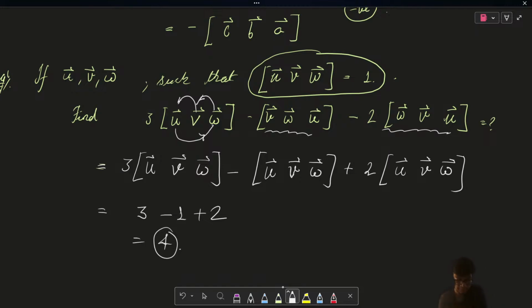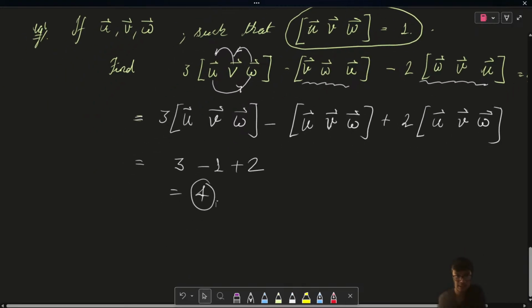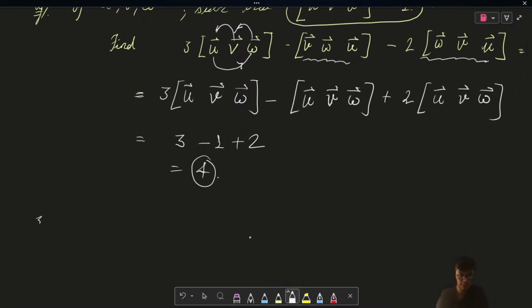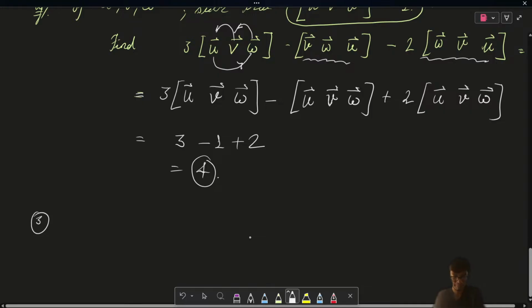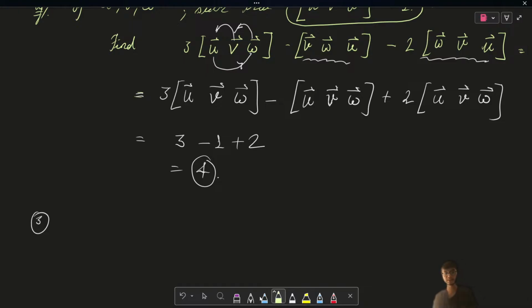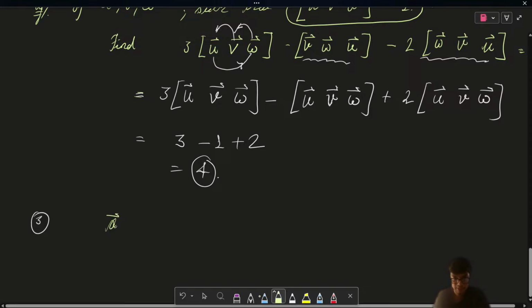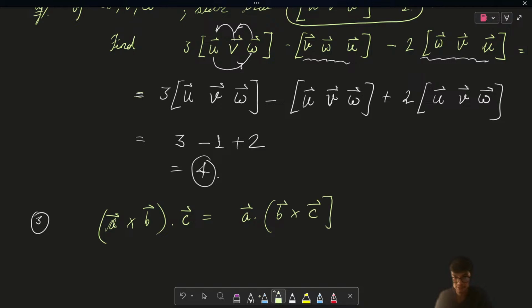Alright, let's now jump into understanding the third property. The third property says that whenever we interchange the cross and the dot, the result remains the same. What do we mean? The scalar product can be written as A cross B dot C, which is also the same as A dot B cross C.